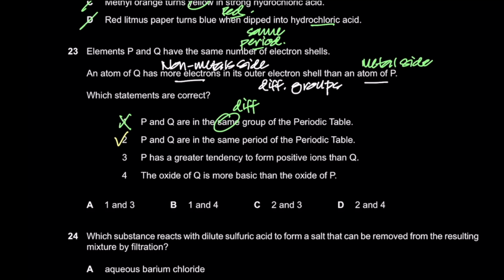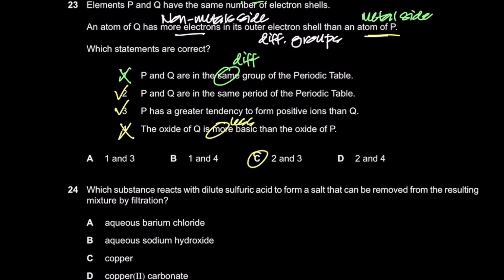Absolutely. P has a greater tendency to form positive ions. Yes, because it's more towards the metallic side. The oxide of Q is more basic than the oxide of P? No. It's going to be more towards the non-metal side, and when it's more towards the non-metal side, there are high chances that it's more towards an acidic oxide. So it's going to be not more basic, it's going to be less basic. Probably it might even be an acidic oxide. So 2 and 3 are correct. C is the correct option.